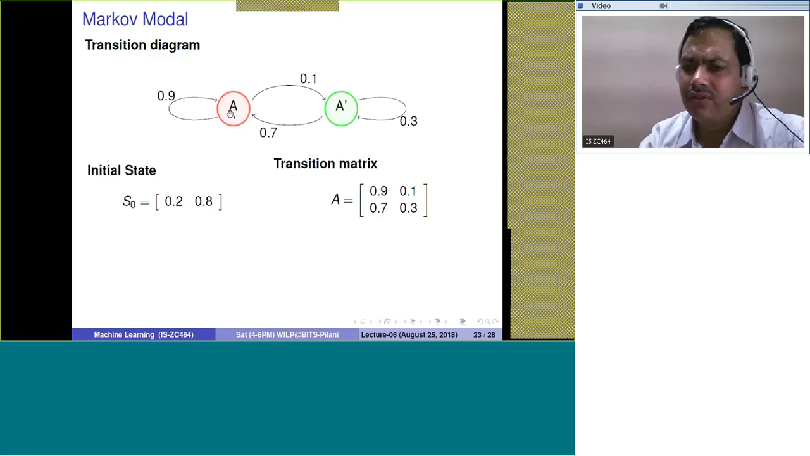When the campaign is launched, 90% of people are going to be retained. So this matrix says A to A is 0.9. It is also possible that some people leave, so 0.1 means they are not going to purchase this item even after the advertisement. And 70% new people are coming, so 30% are going to be retained over A dash. This is what the transition matrix is. Can you see this?